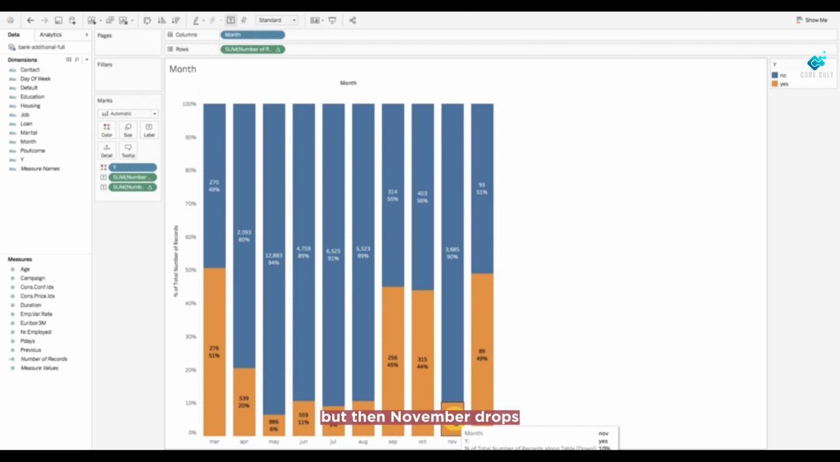But then November drops. Why would November drop? Well, similar to this situation, they're probably saving up for December to spend money there. Again, we're not looking at December at all. And also in November, we have Black Friday, right? So on Black Friday, people spend a bit of money, and that's another reason. So there you go. That's an example of how interesting data science can be.